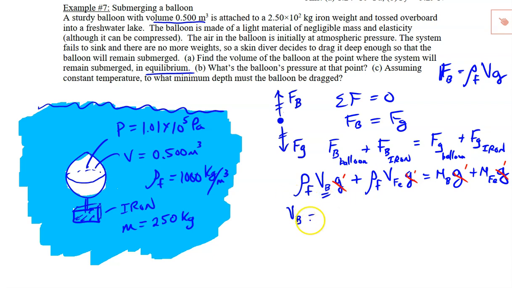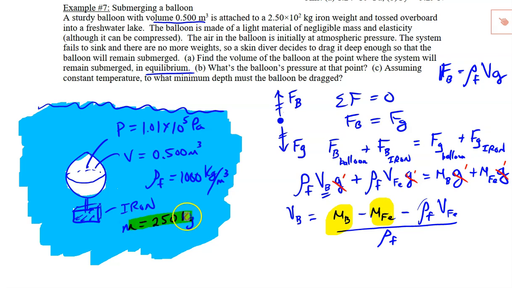If we put that all by itself, this expression, we'll have the mass of the balloon minus the mass of the iron, and then minus the density of the fluid times the volume of the iron, and all of that divided by the density of the fluid. So we just need to figure out some things. We know the density of the fluid, which is 1,000. We need to figure out the mass of the balloon and the mass of the iron.